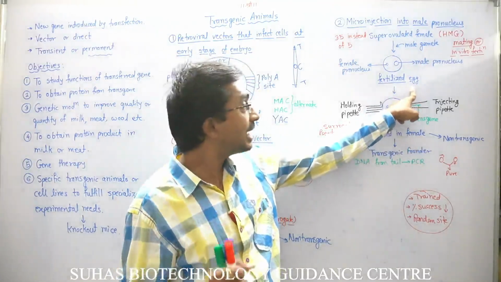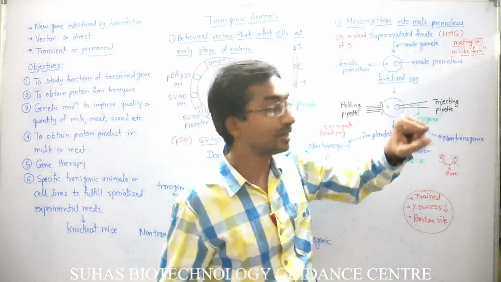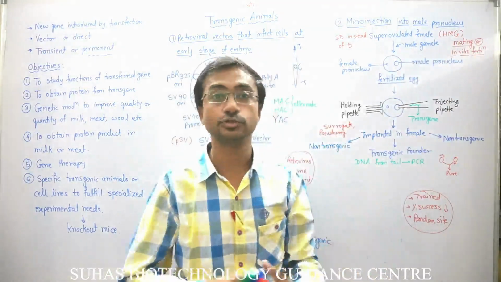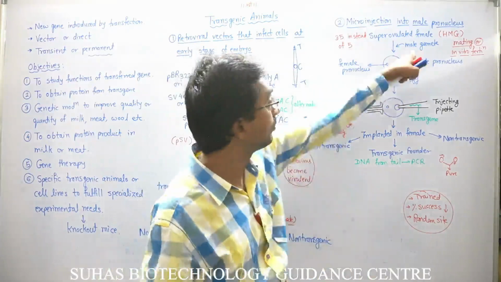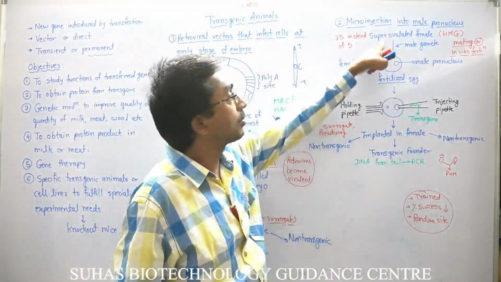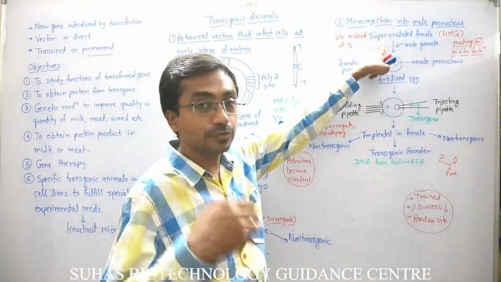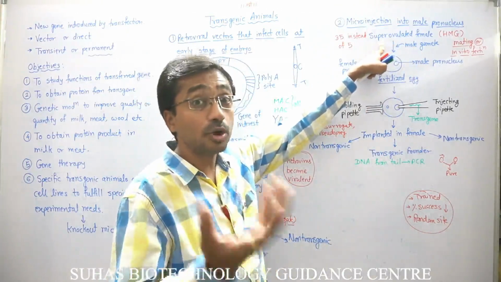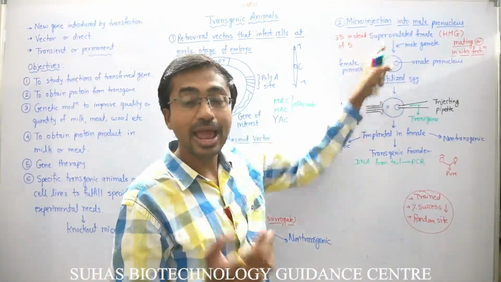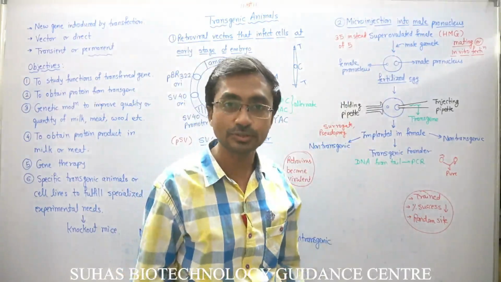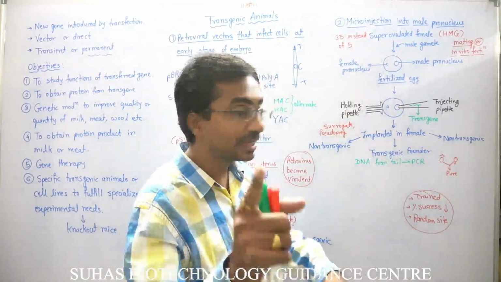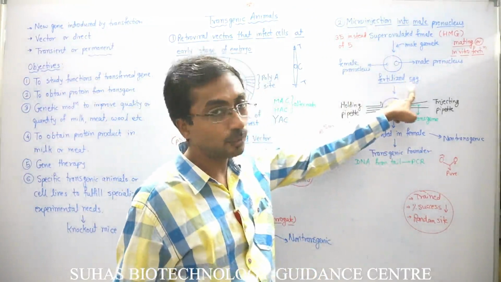But in case mating is not possible, we can go for in vitro fertilization also. Means we can remove the sperms from the male and we can remove the ovules. Because the female is super ovulated, she will give more ovules, and we can go for in vitro fertilization. That is also possible, but in both cases fertilized eggs are possible.